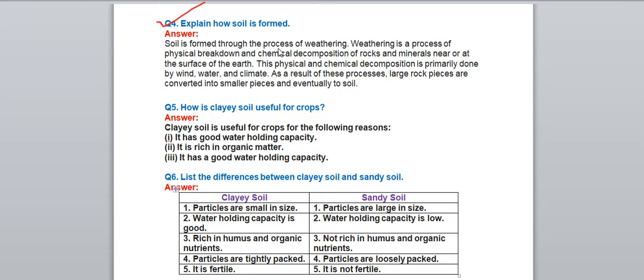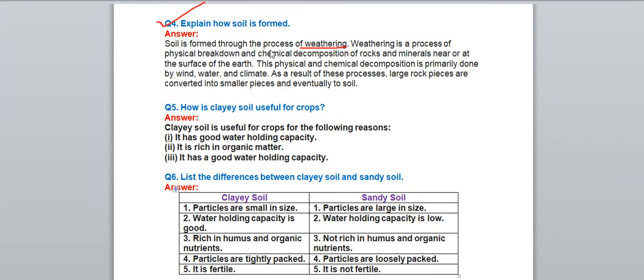Soil is formed through the process of weathering. You have to remember this one, weathering. Weathering means breaking down of rocks. Okay, the rock particles will be broken down with the help of air, wind, water, and it will be changed into small pieces, and from that soil will be formed. So that answer only we will discuss over there. The first point what we will write: soil is formed by the process of weathering.